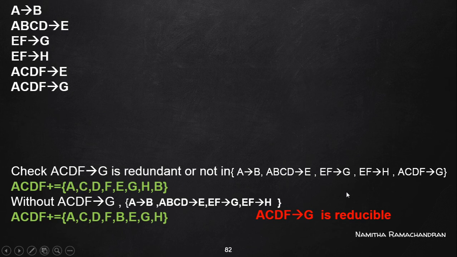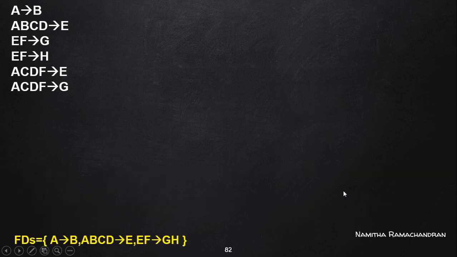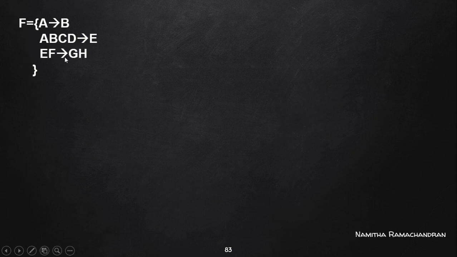ACDF implies G from the set. So at the end of the second step, the dependency set becomes A implies B, ABCD implies E, EF implies G, EF implies H. Together we can write it as EF implies GH. Using this dependency set, we can start our third step. This is the functional dependency set after step 2.